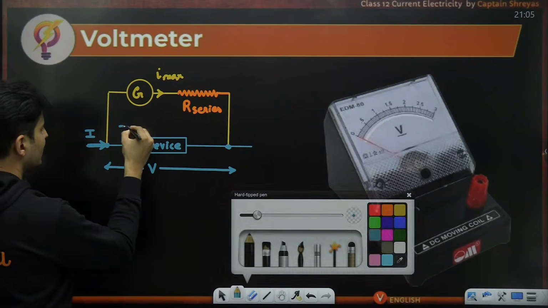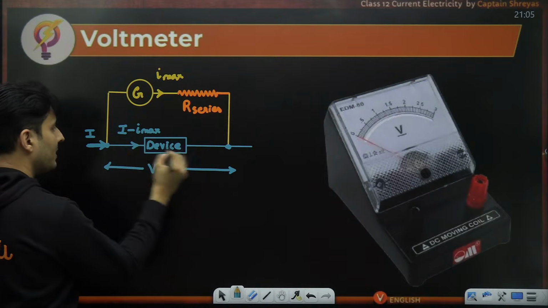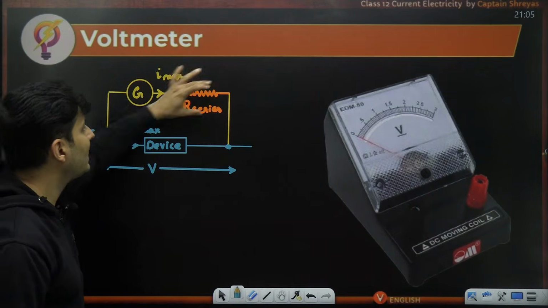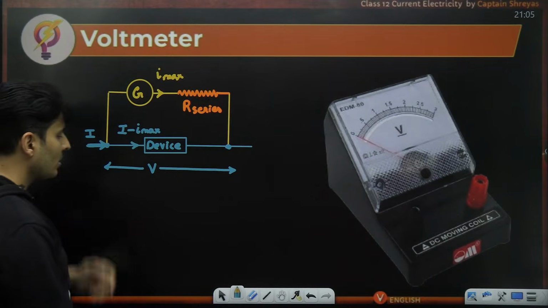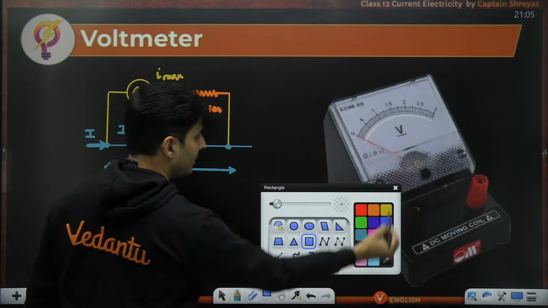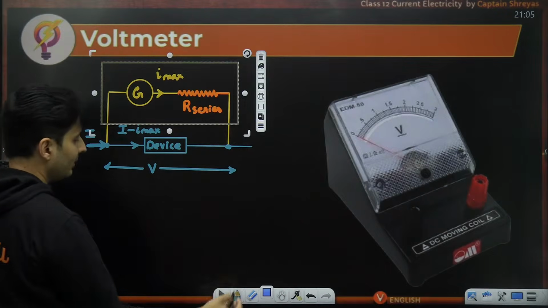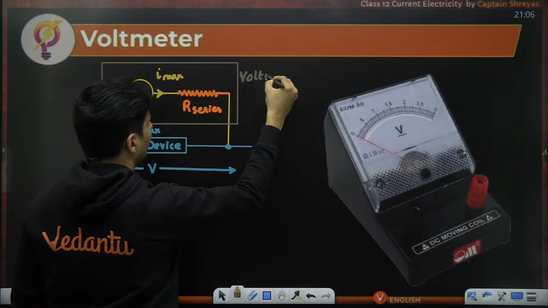So this device will still have I minus Imax. Maximum current will still go through this device. This will not be affected because this has very high resistance. So very little current will go over here. So if you ask me which is the voltmeter in this, only this much part is basically the voltmeter. So this much part is nothing but our voltmeter.